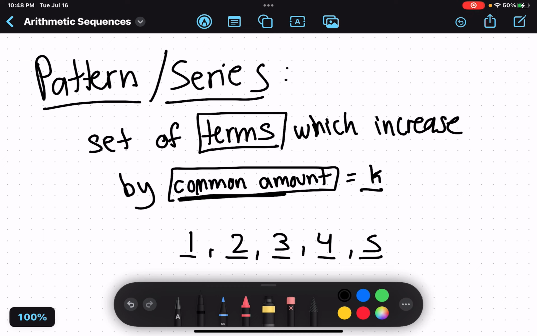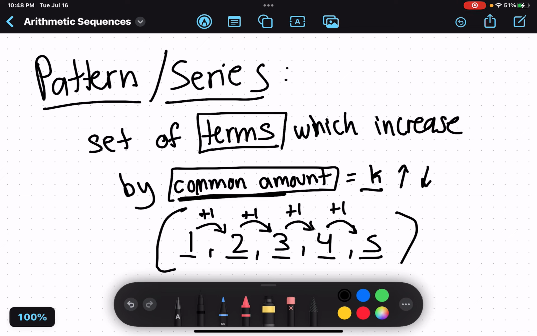K is what these numbers increase or decrease by. So here, as you can see, you are adding 1 each time. It's very easy, right? The common amount that they're increasing by is 1, because 1 plus 1 is 2, 2 plus 1 is 3, 3 plus 1 is 4, 4 plus 1 is 5. Easy enough. It's not always going to be as easy as this example, but this is basically what all arithmetic series or sequences are like.